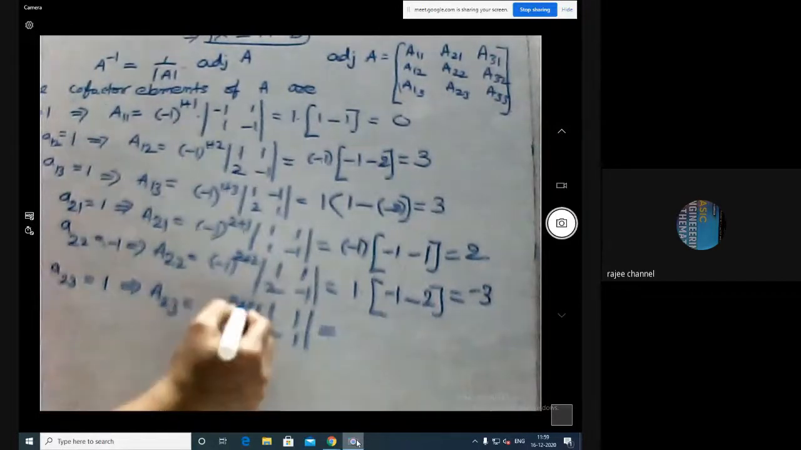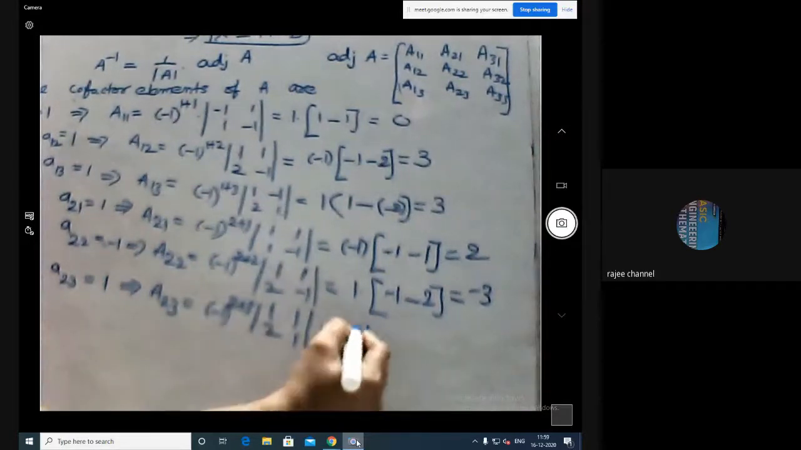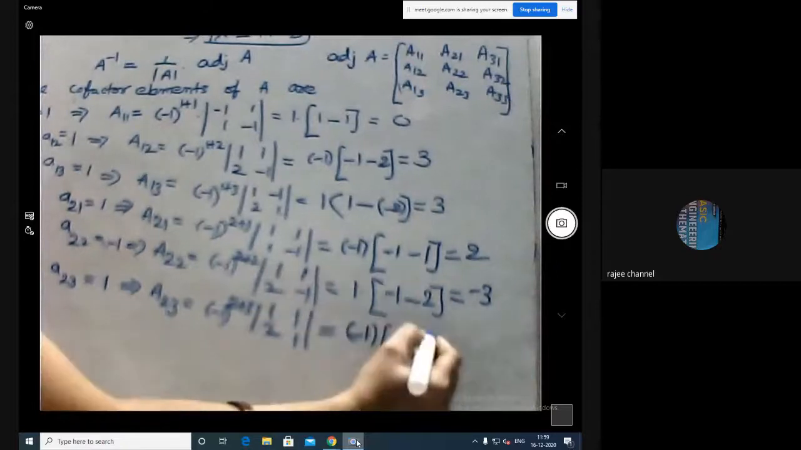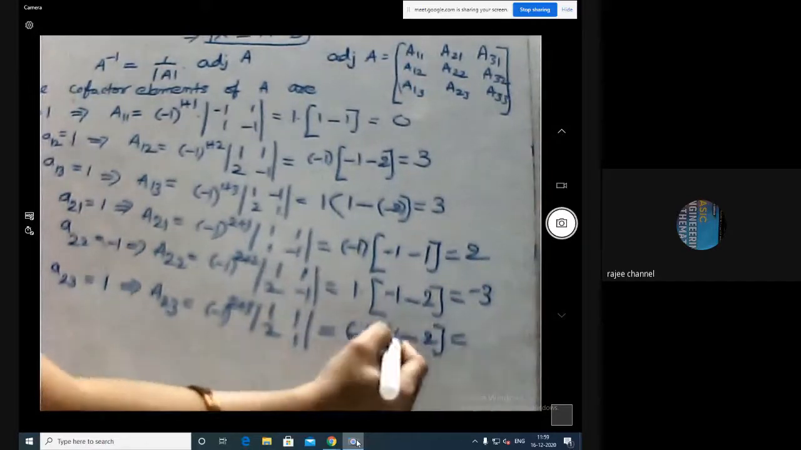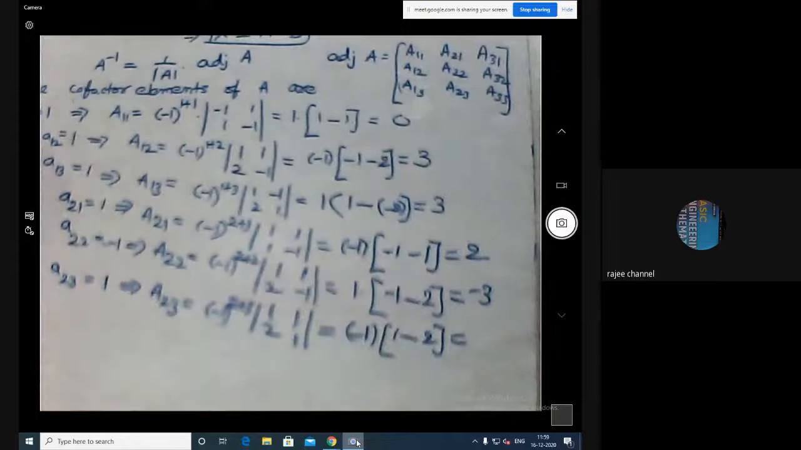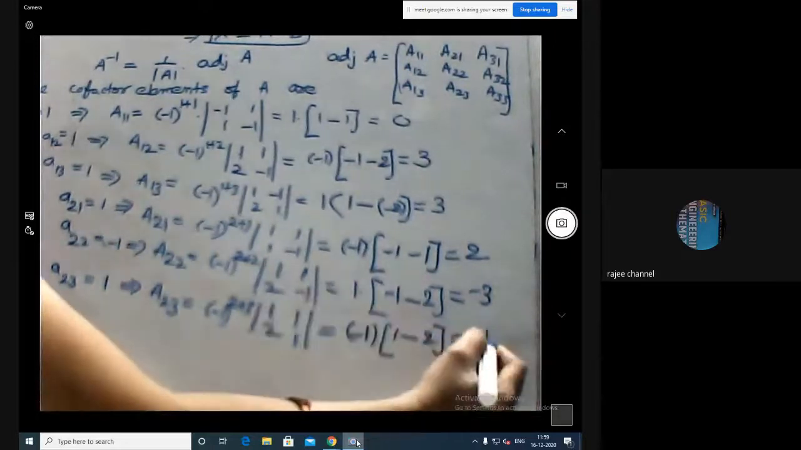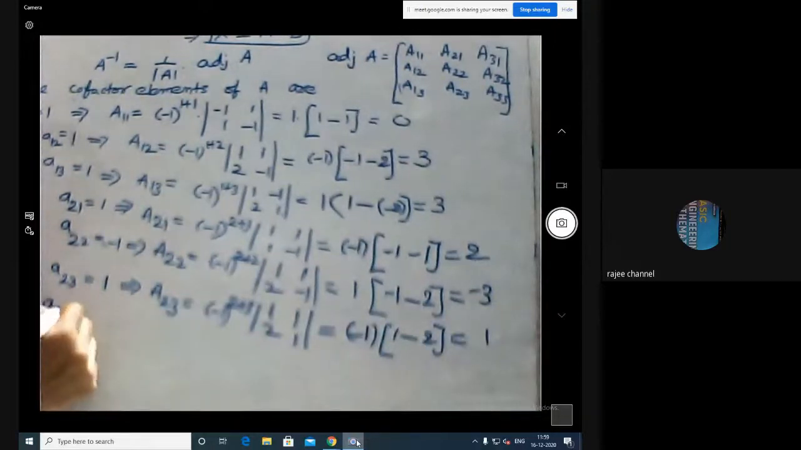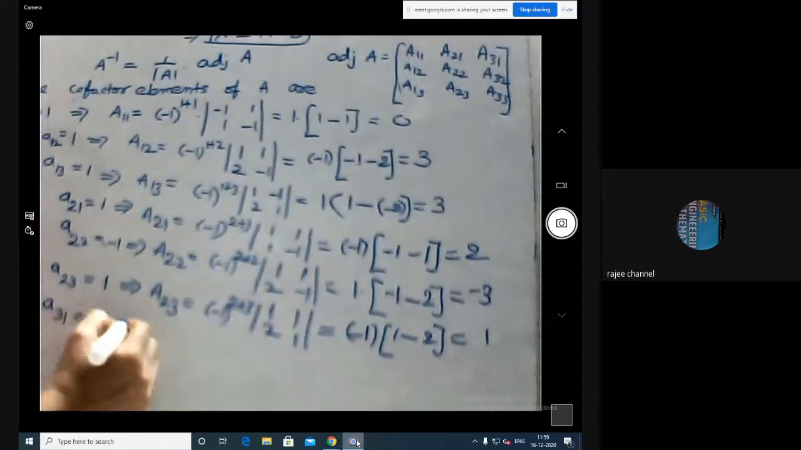So here minus 1 whole power 5 is minus 1, and next this value is 1 into 1 minus 1 into 2. So we get 1 minus 2, that is minus 1, and minus 1 into minus 1 gives plus 1. Next value A31, A31 is 2.